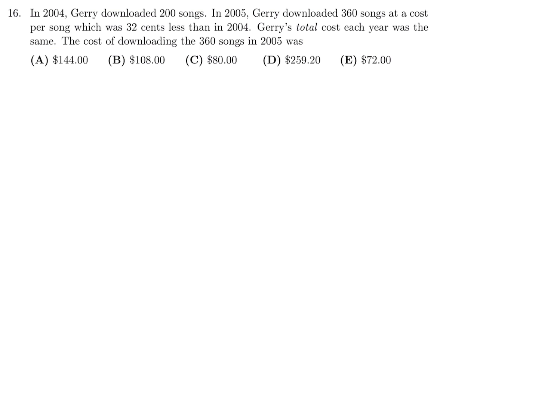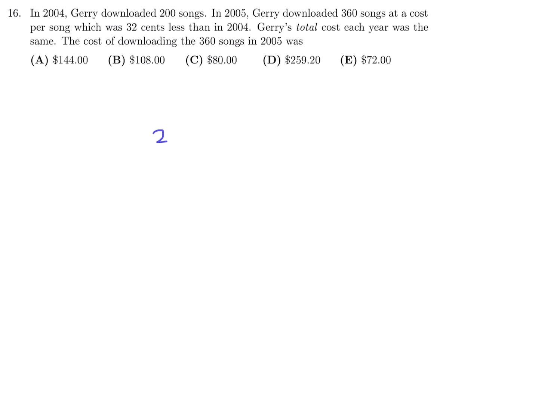In 2004, Jerry downloaded 200 songs. In 2005, Jerry downloaded 360 songs at a cost per song which was 32 cents less than in 2004. Jerry's total cost each year was the same. The cost of downloading the 360 songs in 2005 was, all right?